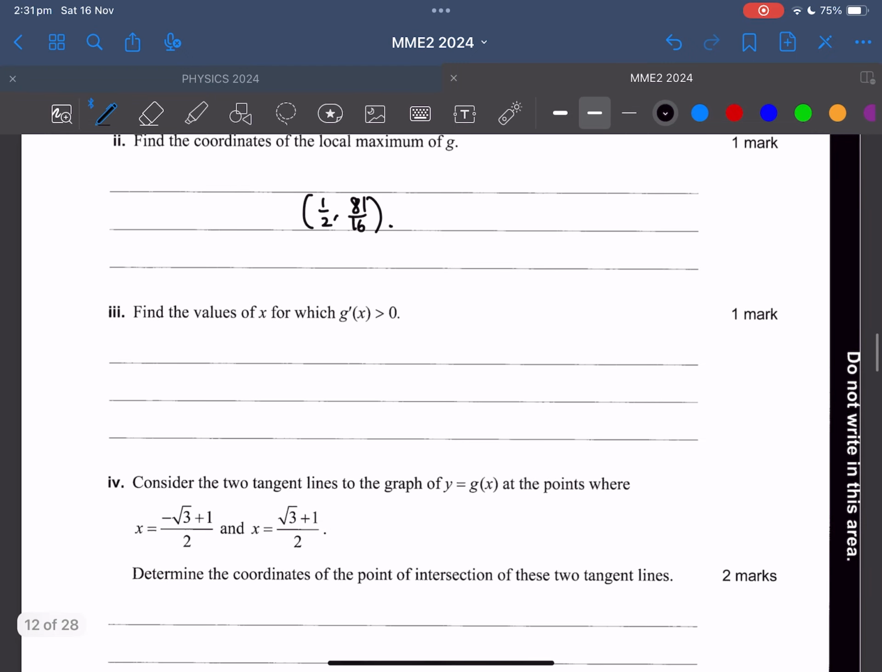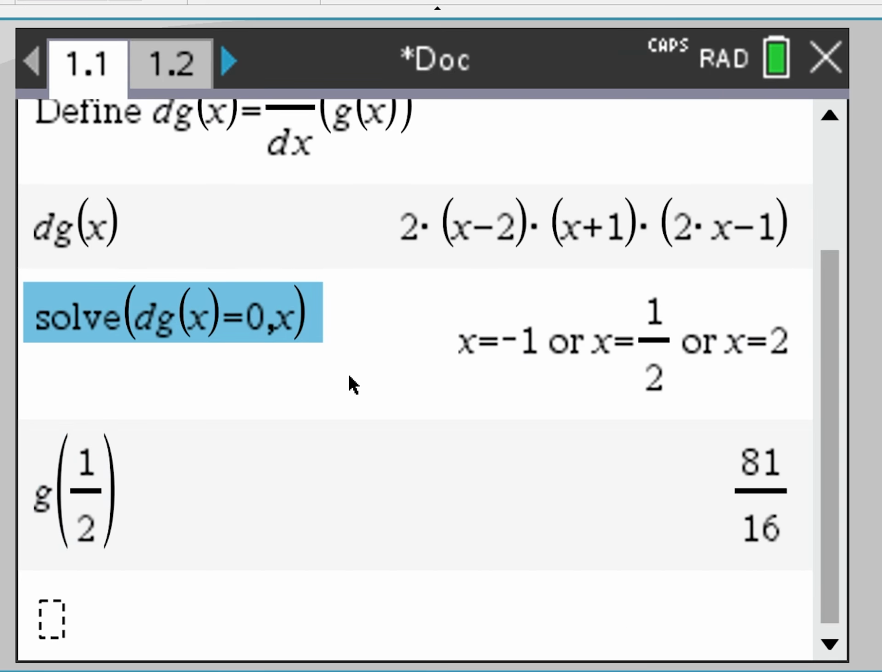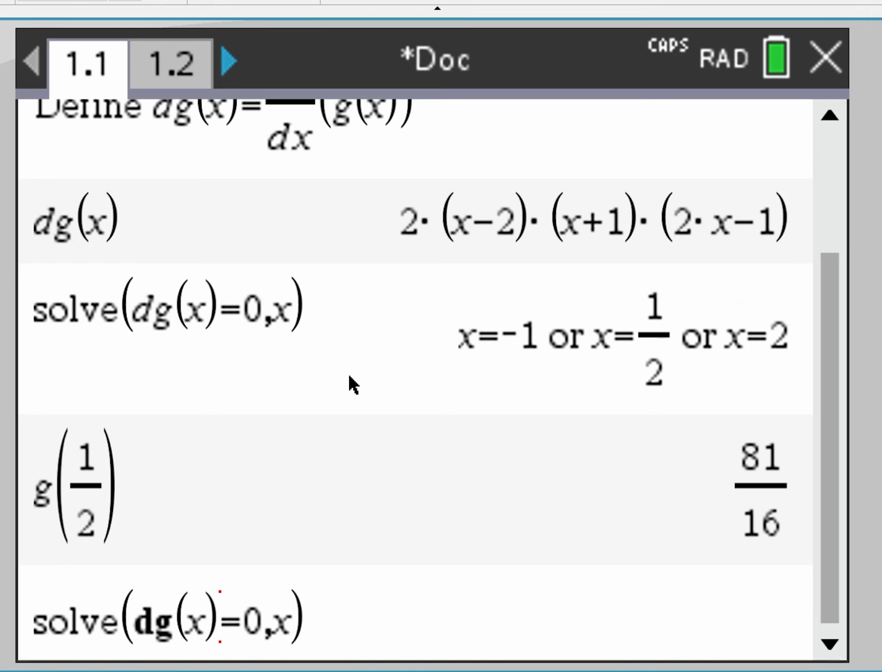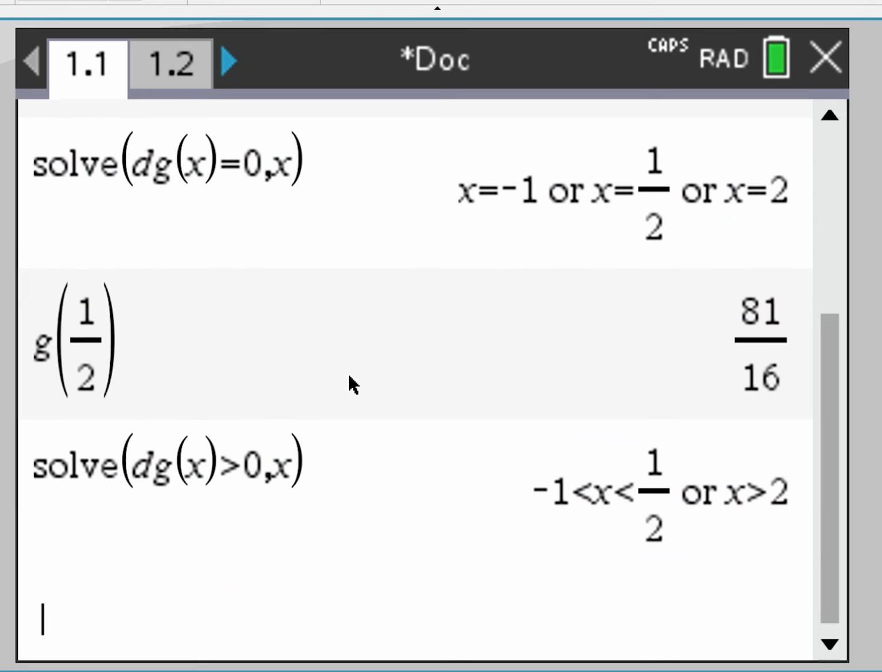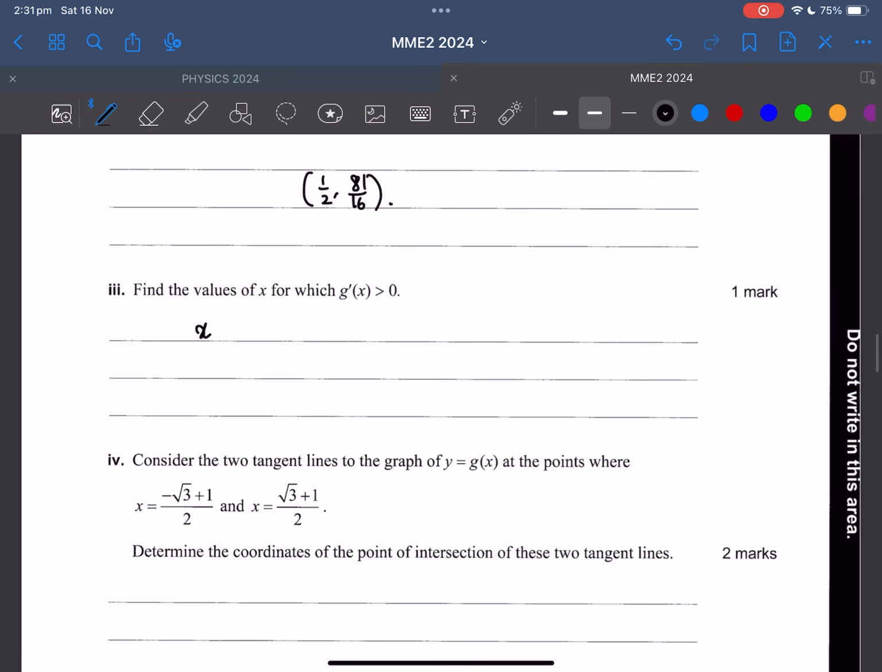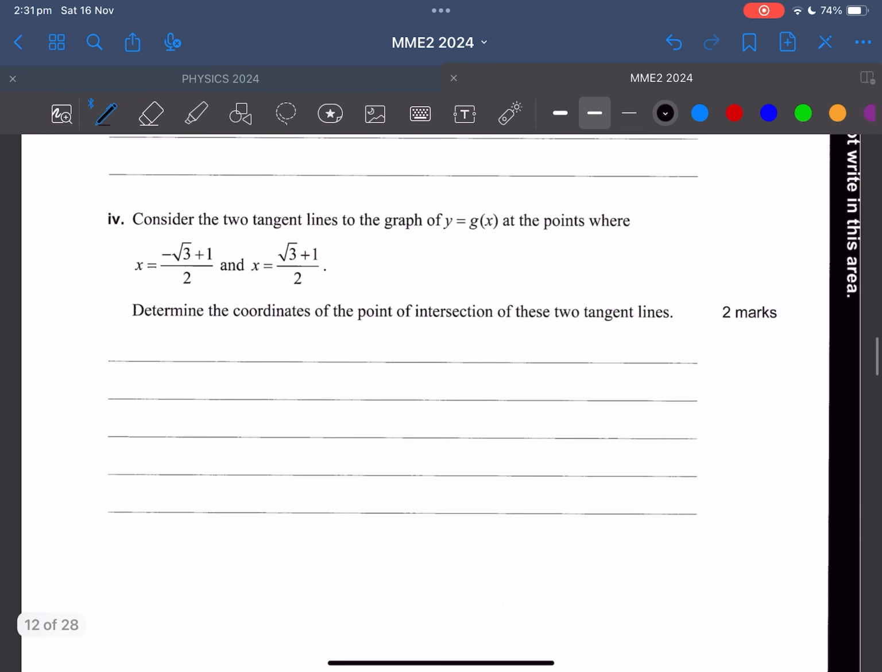Find the values of x for which the derivative of g is greater than 0. Again, we just do this on CAS. Greater than 0, press enter, and these are the values. So x is between -1 and a half exclusive, and from 2 to infinity.